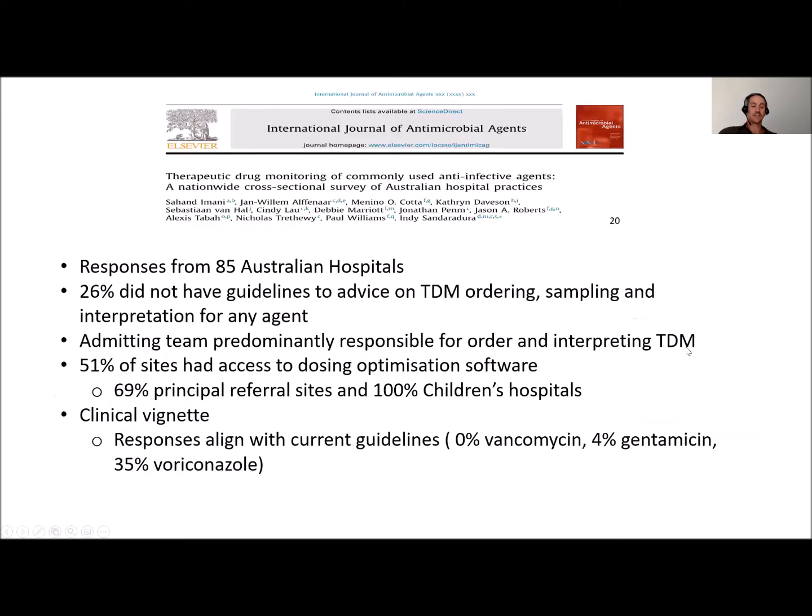Finally, I just wanted to touch on a couple of surveys to see what people are doing in practice currently. This one's just in Australia, from this year, looking at 85 Australian hospitals, not ICU-specific, just hospital-wide. A quarter of respondents said that they didn't have guidelines to advise TDM ordering, sampling or interpretation for any of their agents. Around half of respondents said that it was the admitting team's responsibility to order and interpret TDM, and there was no specialist advice in this area.